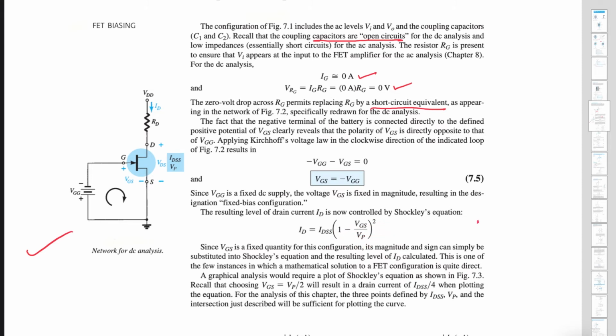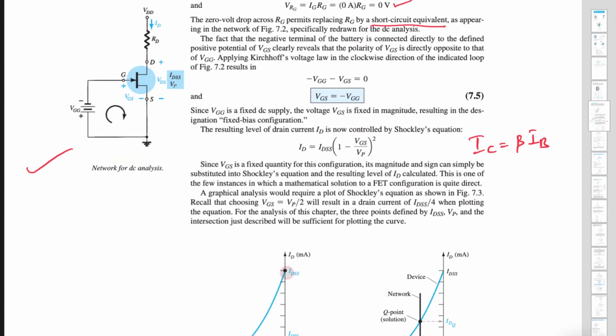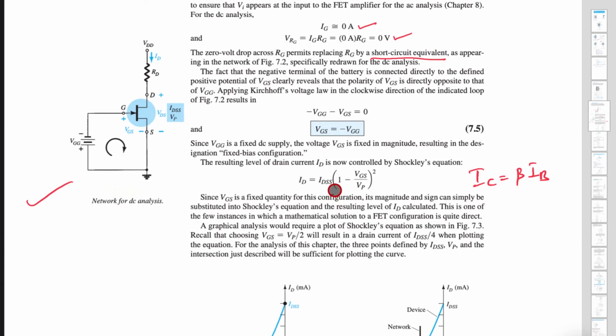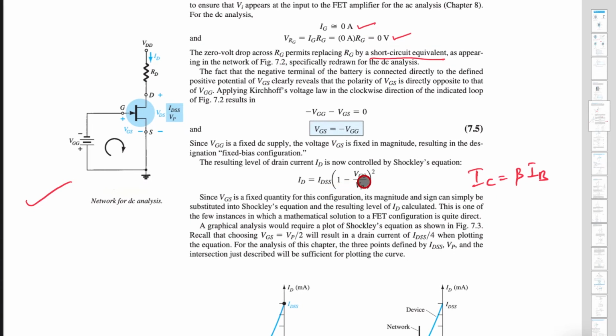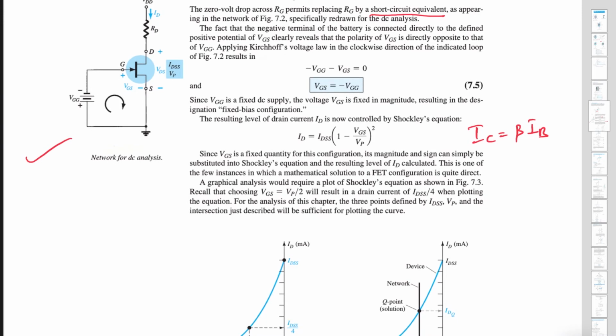As I said in our previous video, IC is equal to beta IB. This was the equation for output current. IC was considered to be the output current and this was the controlling current, and the relation was beta. But here this is not a linear relationship. Since FET is a non-linear device, we have a non-linear equation. The square makes it non-linear. This equation can be used for graphical analysis as well as mathematical analysis. We'll see both.